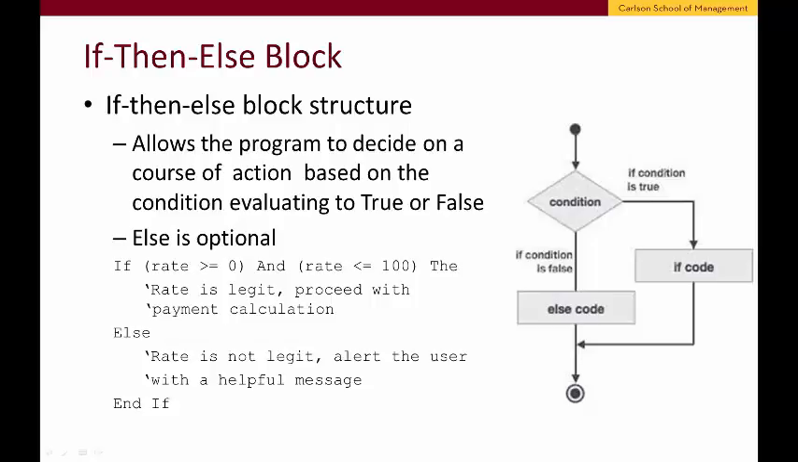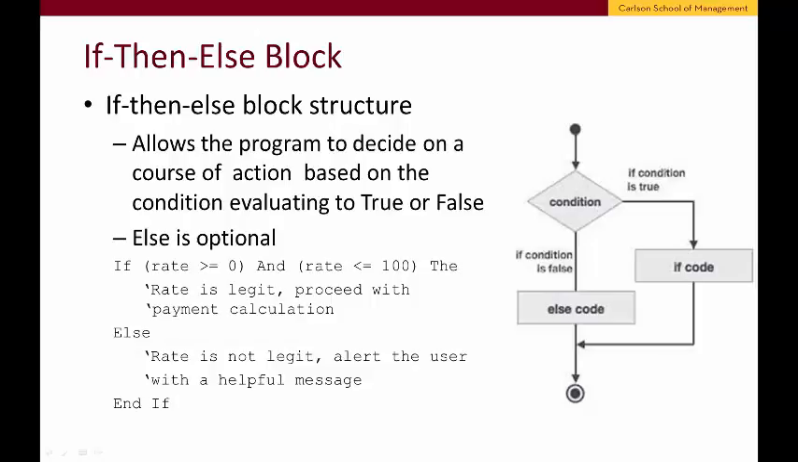We are finally ready to discuss the if-then-else decision structure. As the graphic on the right side of the slide shows, if-then-else allows us to branch the code execution along two alternative paths. If the condition is true, the if code executes, and the program execution continues with statements following End If. On the other hand, if the condition is false, the else code executes, and the program continues with statements following End If.